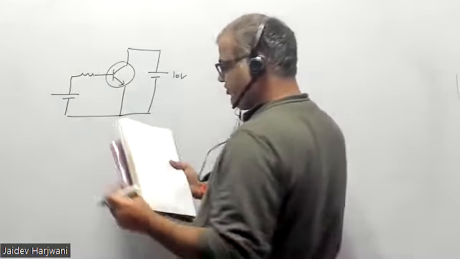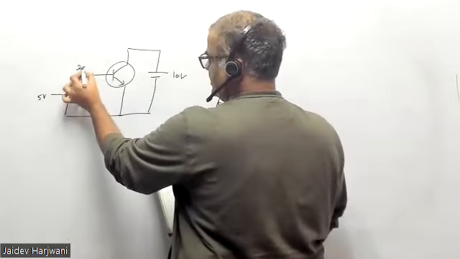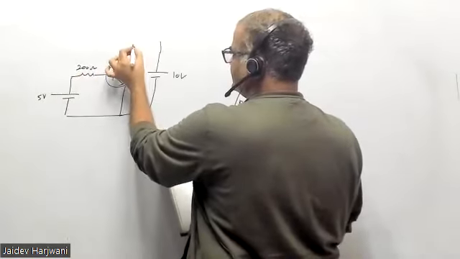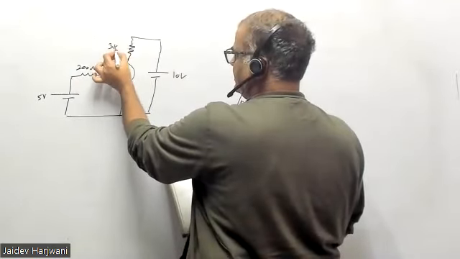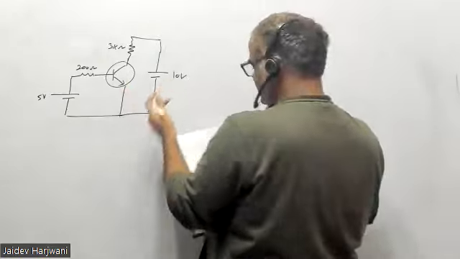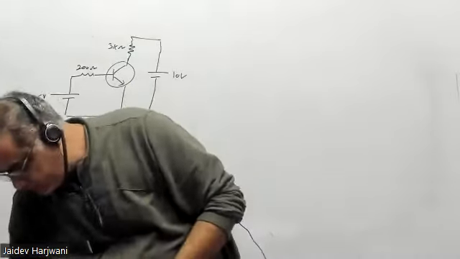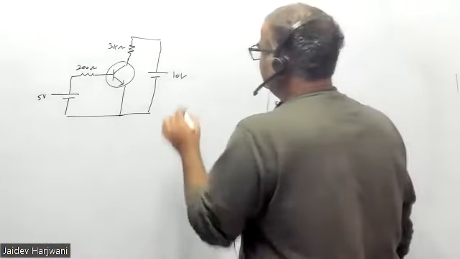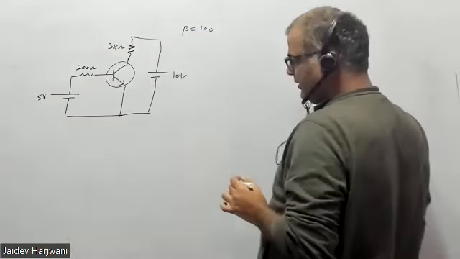So this is your 5-volt battery, and this is a 200 ohm resistance, and put one more resistance here, 3 kilo ohm. Okay. So now you have to find out the operation region of this transistor. Your beta is given as 100.